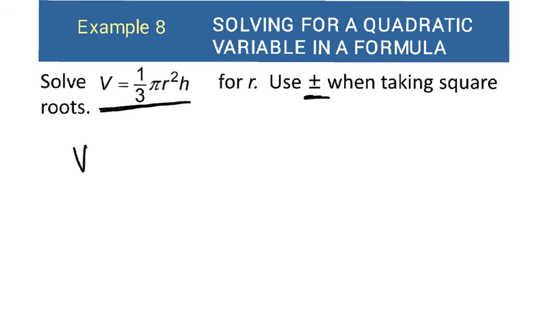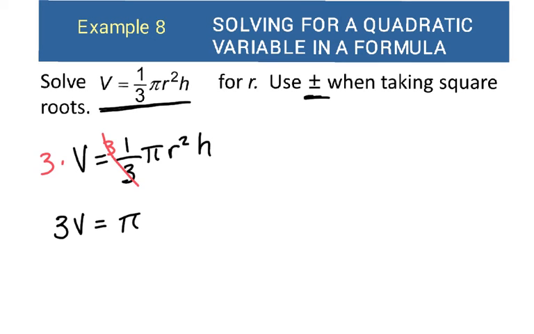Okay, so let's just rewrite this formula. I'm going to do this in steps. First, I'm going to get rid of that 1/3. To get rid of 1/3, I'm going to multiply both sides by 3. It cancels out, so we end up with 3v is equal to pi r squared h.